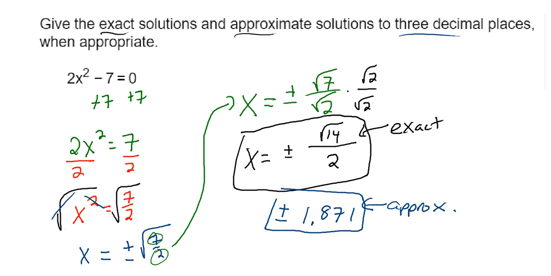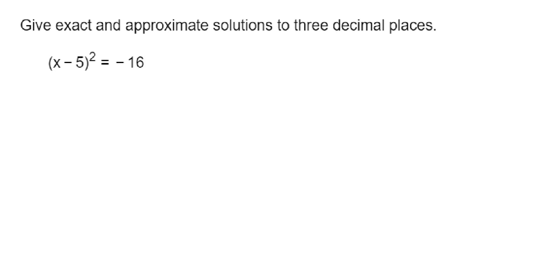All right. Let's look at another example. All right, so here we have give exact and approximate solutions to 3 decimal places. This one will not actually need to have an approximate solution. You'll see why here in just a second.